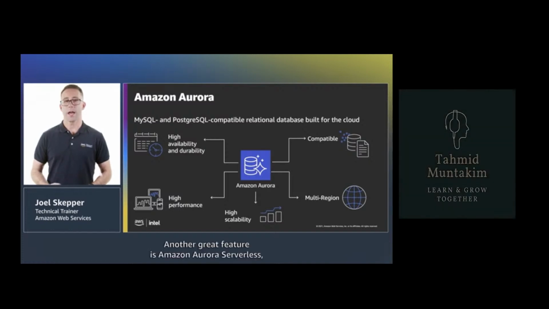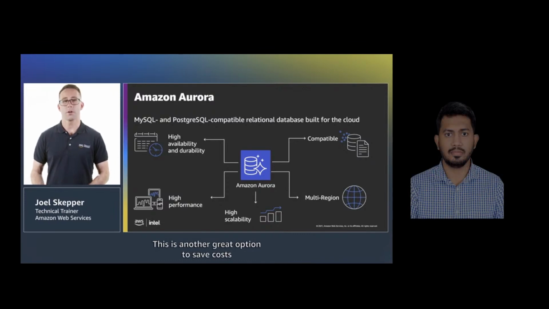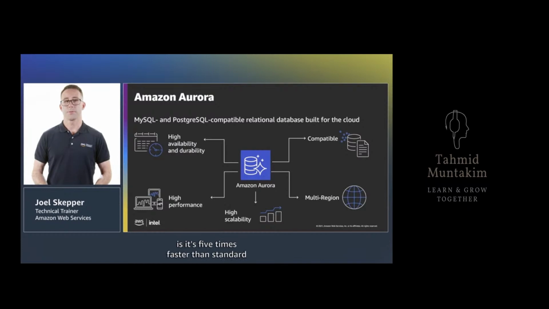Another great feature is Amazon Aurora Serverless, which provides on-demand access to your data with automatic startup, shutdown, and scaling. This is another great option to save costs on those unpredictable or spiky workloads. The last thing to mention here that's important about Aurora is it's 5 times faster than standard MySQL databases, at 1/10 of the cost.